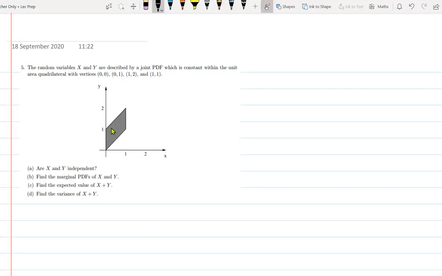Yeah, so is the question clear? So x and y are random variables. This is x, here is y, and the probability is constant in this quadrilateral, in this parallelogram. Yeah. So what is the probability density function of x and y?